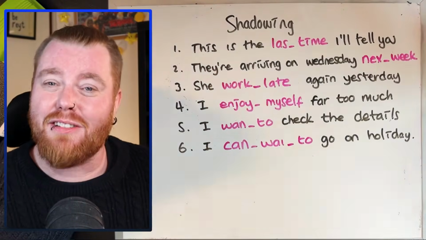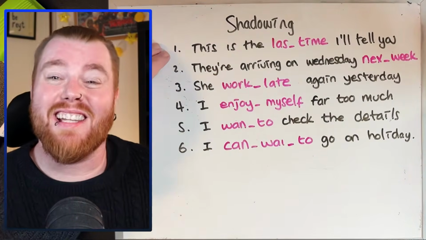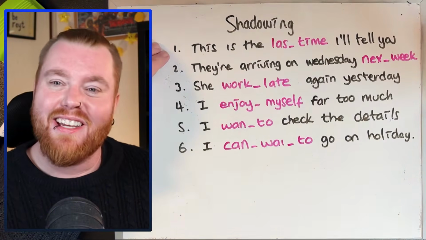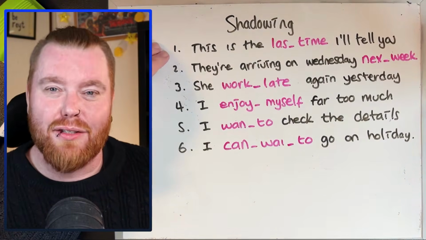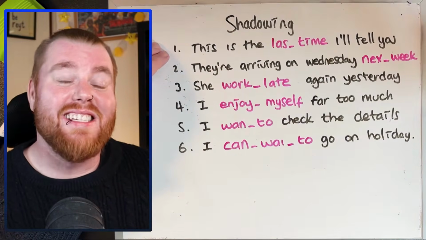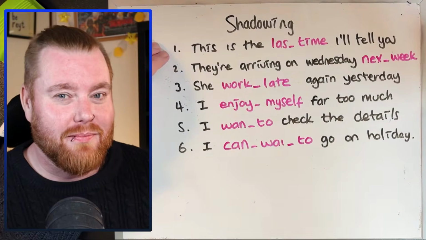We'll do some shadowing. I'll say the sentence, you listen and repeat it, and we'll do it 3 times. So let's have a look. Right then, here we go. Listen and repeat. This is the last time I'll tell you. This is the last time I'll tell you.